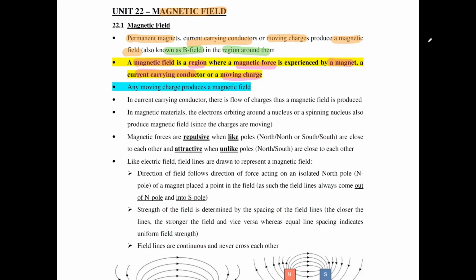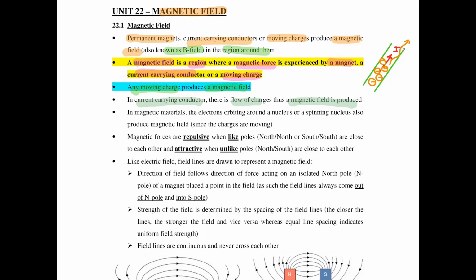Now, it's important to note that any moving charge will produce a magnetic field. For example, if you're talking about a current carrying conductor, there is a flow of charges, thus a magnetic field is produced. Let's imagine this right now. If this is your wire, and we say that you have current flow in this particular direction, that current flow actually consists of a flow of charges in that direction. So let's just say maybe we have electrons here that make up our current.